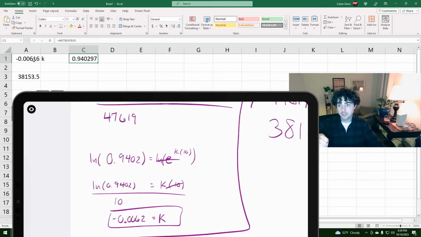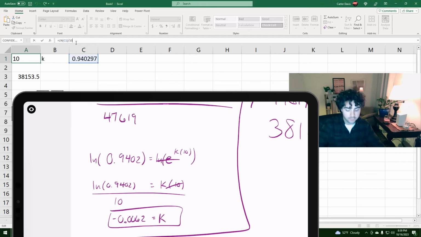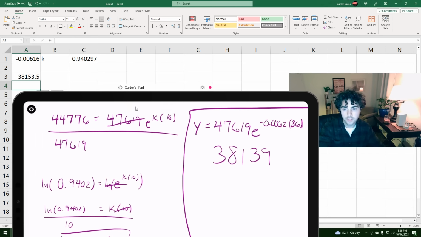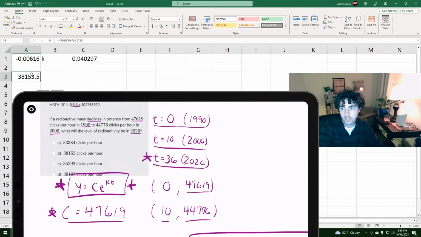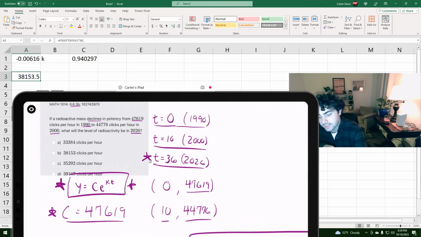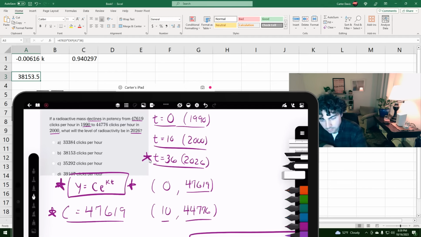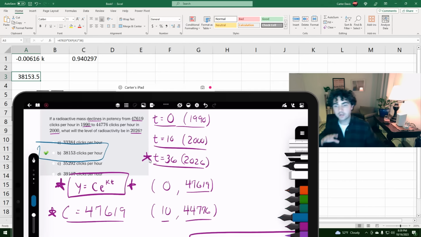So we divided these numbers, took the natural log of that number, divided it by 10. We got this, and then this value played into this calculation here for the final answer. And now look at what we got. We got 38,153 clicks per hour. That's option B. Option B is our answer. So, a very long, very slow version of this problem.